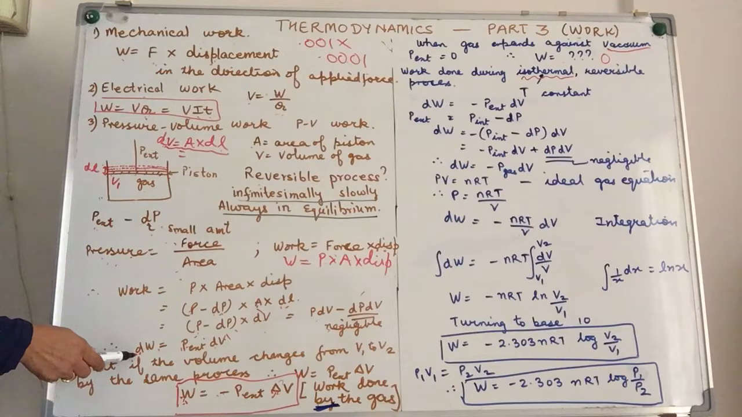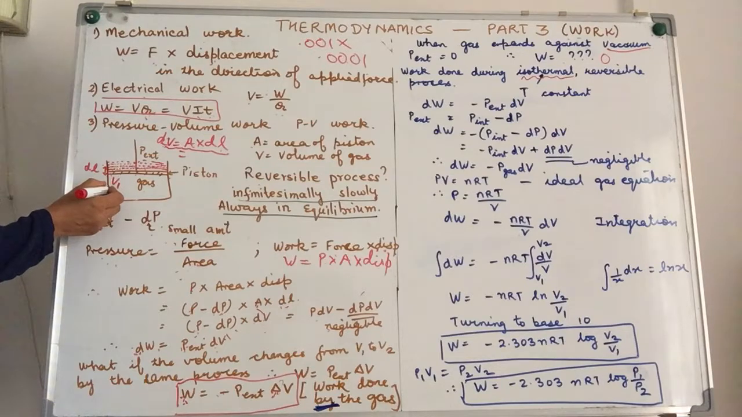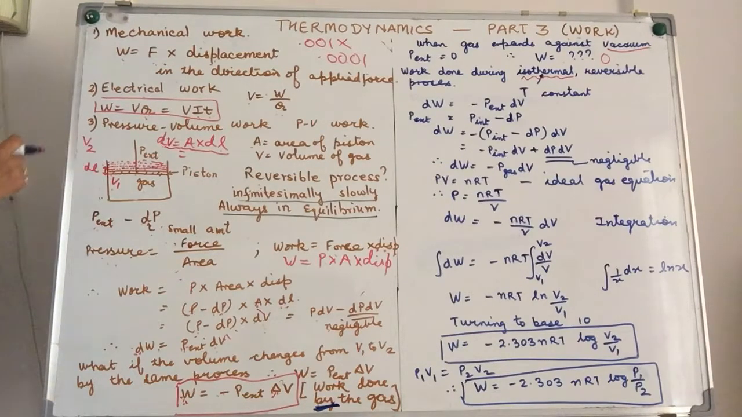So we have the small amount of work being done by the gas, again dW. So the infinitesimally small amount of work being done is P external into dV. If now we keep on carrying out this process by the same infinitesimally small changes, such that the volume of the gas changes from V1 to V2, in other words, the gas expands from a volume V1 to a volume of V2. That is representing the change in volume. Delta V is what we shall use. So the total work done in this process would be minus P external into delta V. Delta V would be the change in volume.